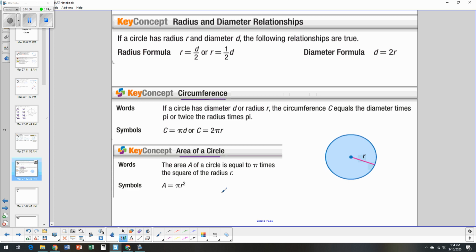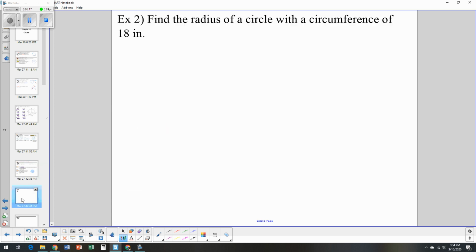Anytime they ask for an exact answer, they would want you to keep the pi symbol. If they want you to give an approximate answer, you would multiply that by pi. So just to start, we're going to find the radius of a circle that has a circumference of 18 inches.